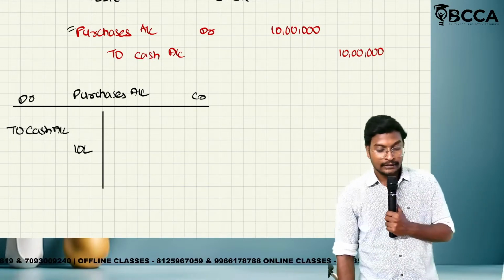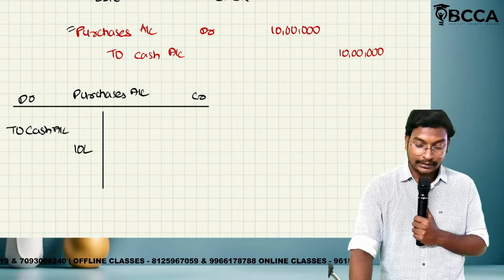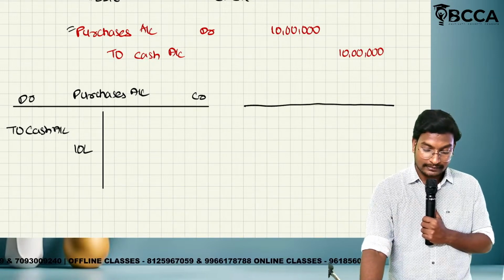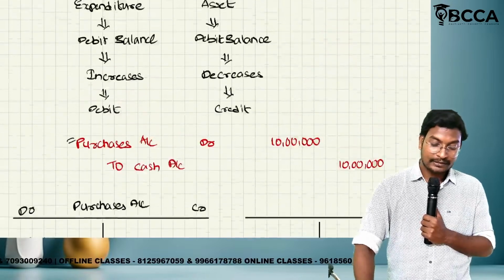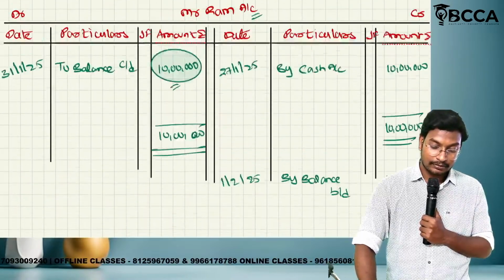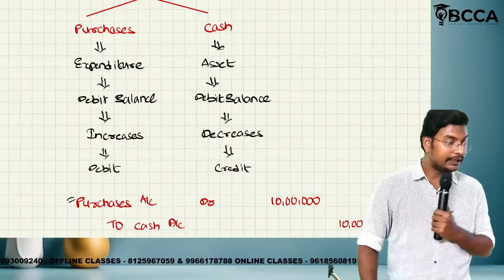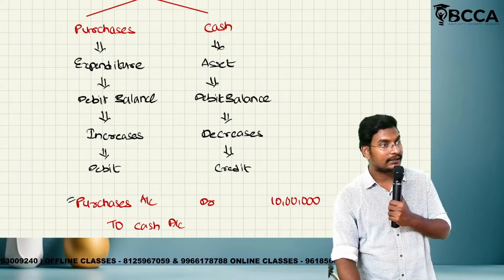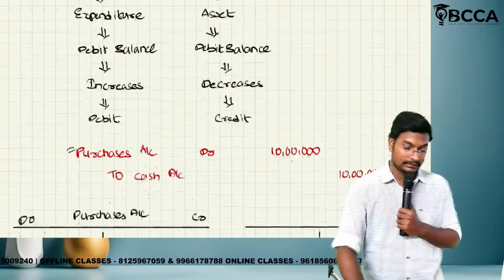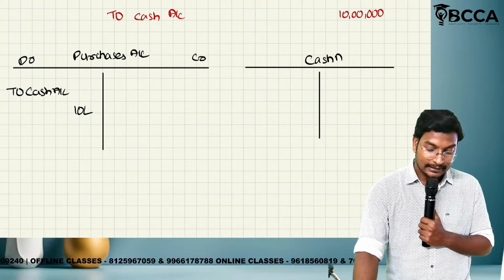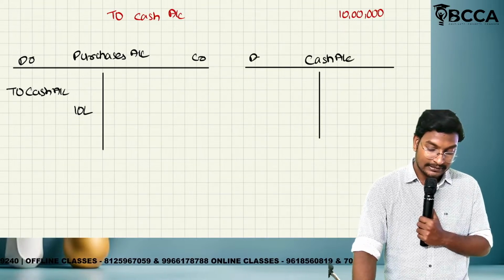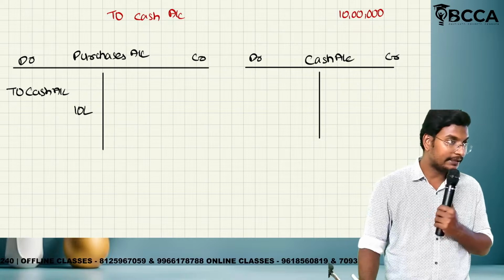Next, which account do we need to open? Cash account. Previously we have opened it and you can use that account, but we are discussing journal entry wise. Left hand side is the debit record. Right hand side is the credit record.